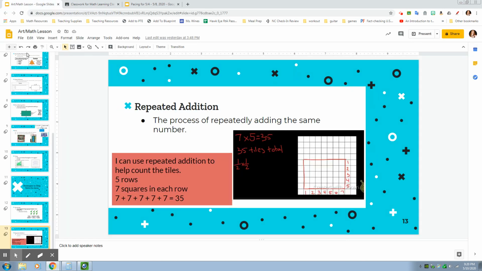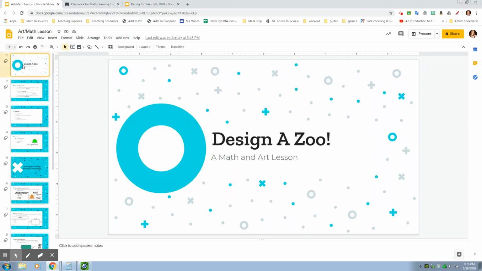Okay, so I am so excited to see your zoos, and please let me or Mr. Ramsey know if you have any questions or you need help with your zoo or the work. And have fun with it. Make it colorful, make it fun. See how many animals you can fit in there, and just have fun with it.